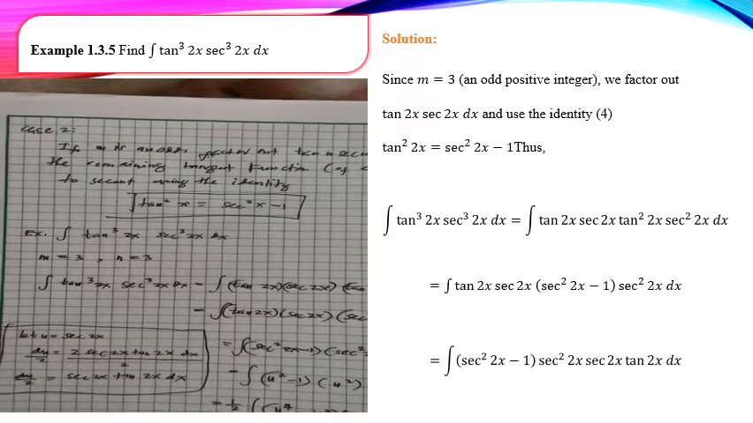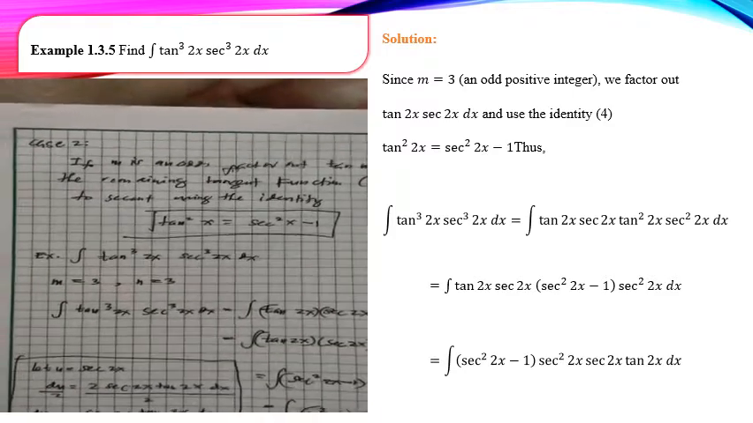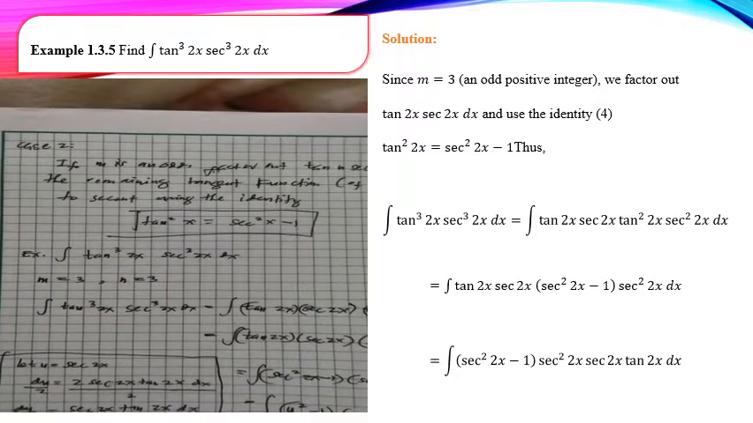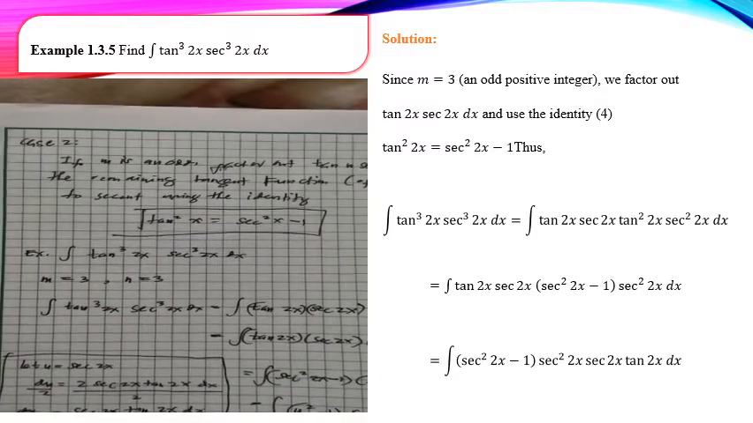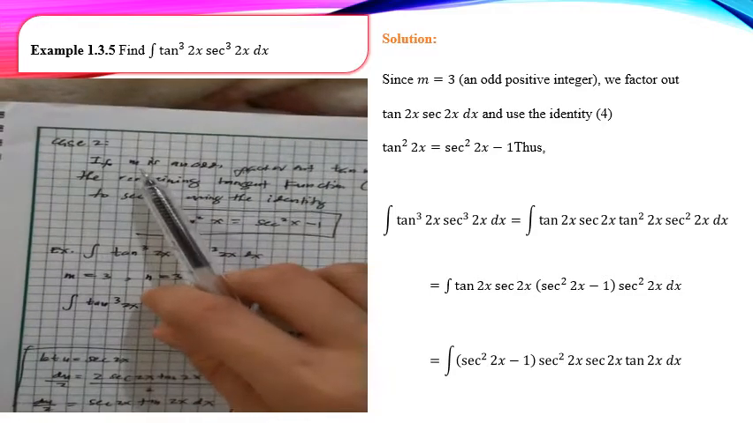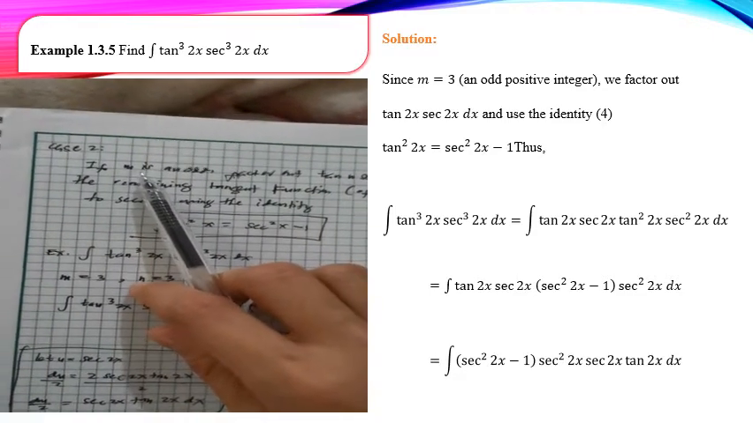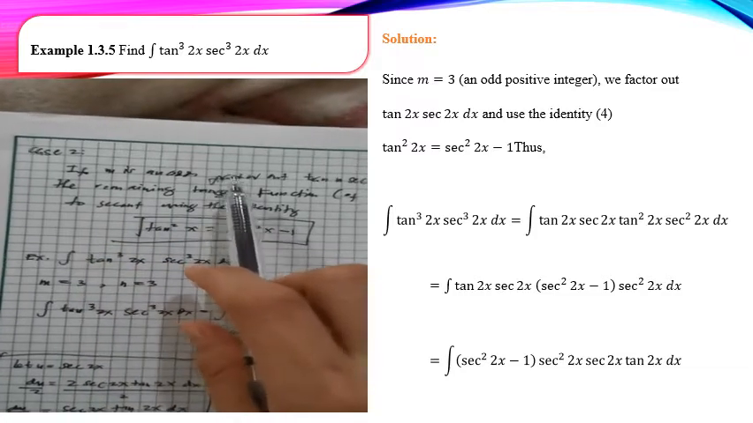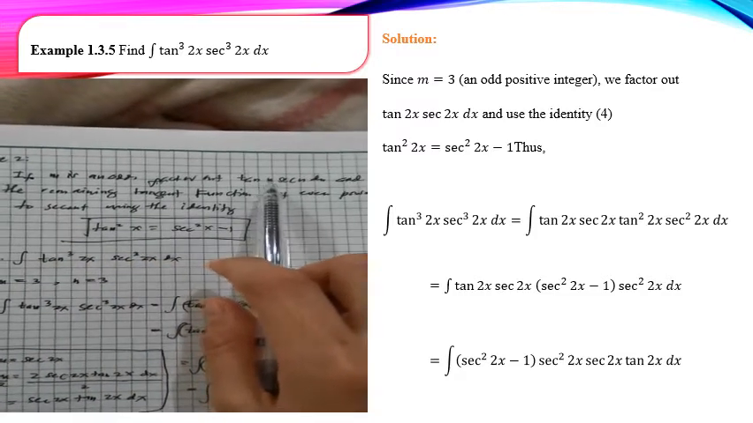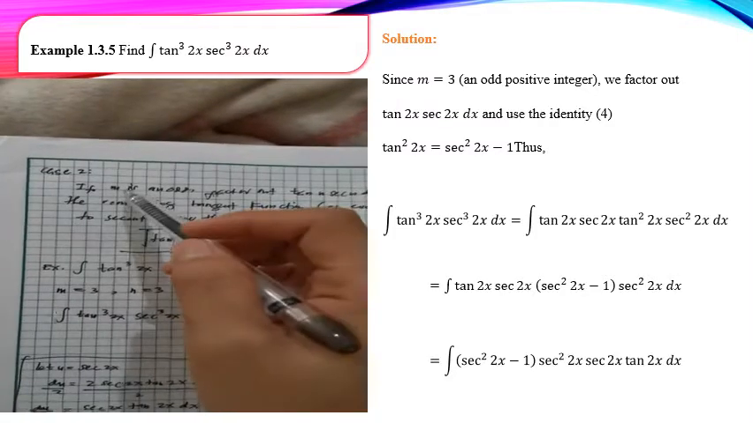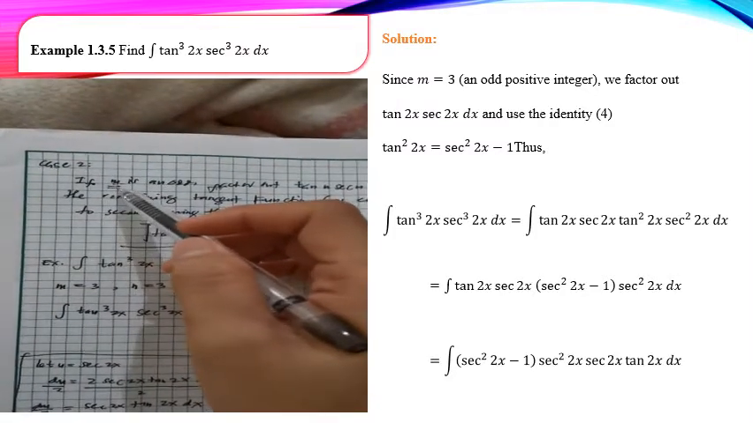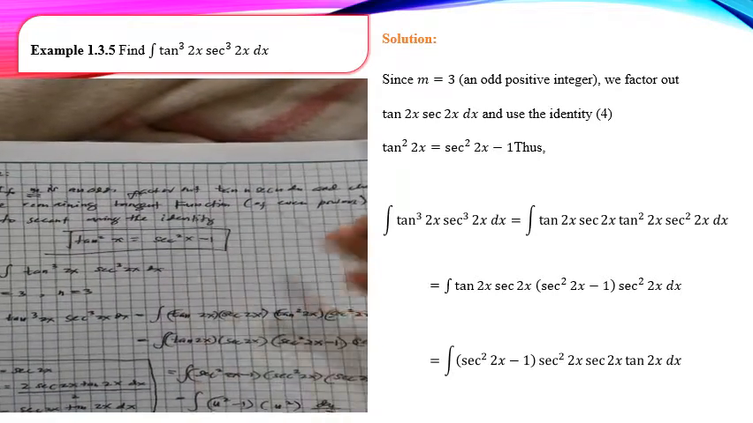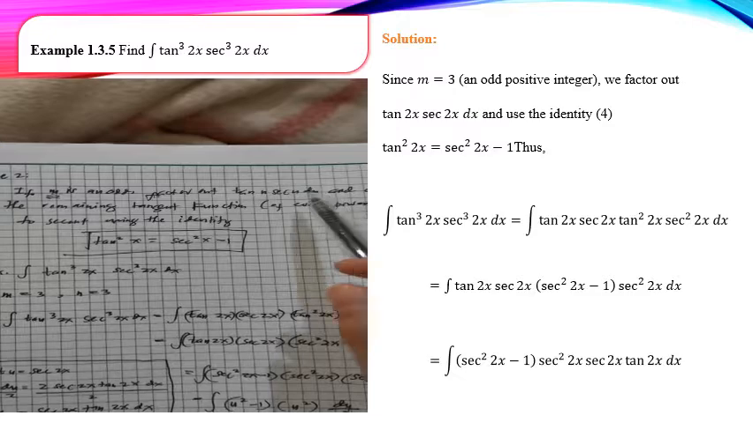Sa case 2 ng form 2, if m is an odd, kanina is if n or the exponent of the second is an even. So, dito naman sa case 2, ang titingnan natin na exponent is yung exponent ni tangent. So, if m is an odd, factor out tangent u, secant u du. So, ibig sabihin, if naging odd yung exponent ni tangent, ang i-factor out natin or yung ibabawas natin is si tangent at saka si secant.